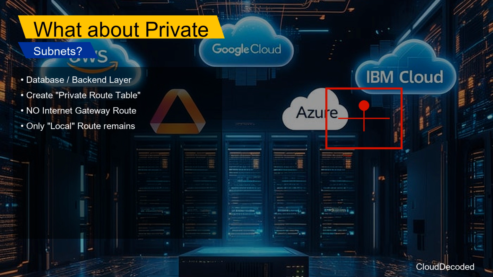Now for the private subnet. We want our database here. We create a separate private route table. In this table, we do not add the internet gateway route. We only keep the local route. This ensures our database is completely cut off from the public internet.